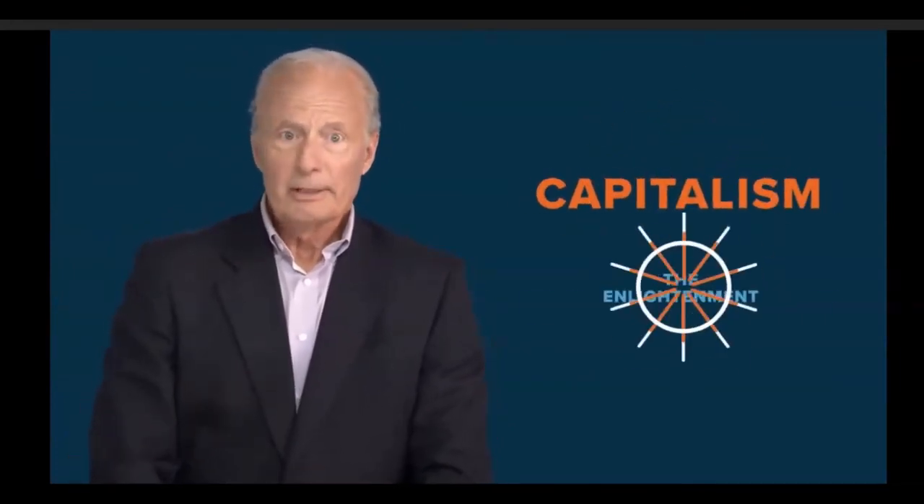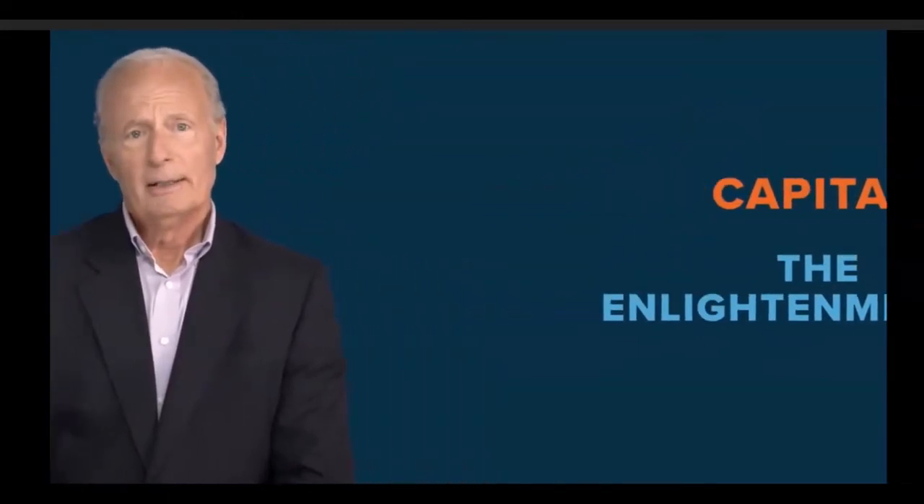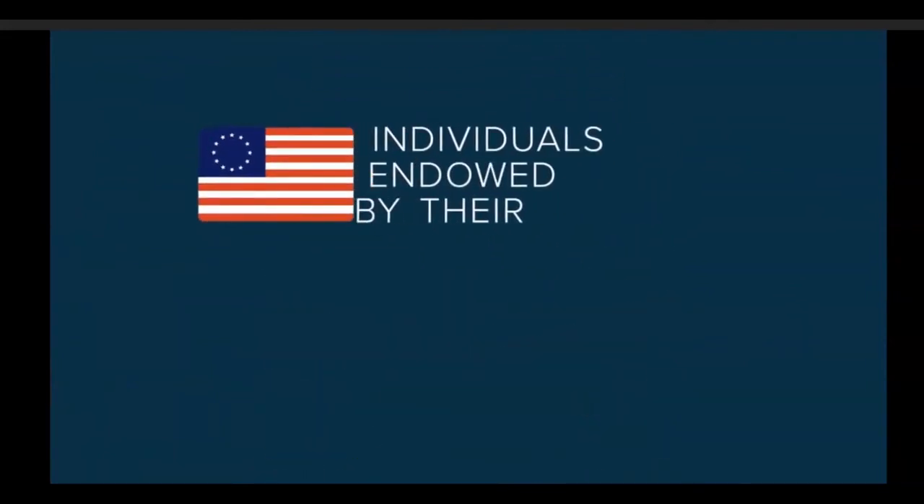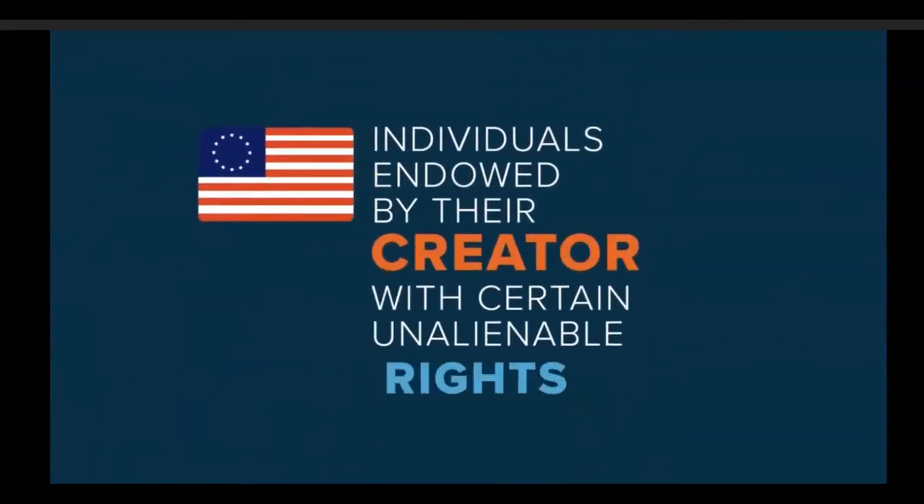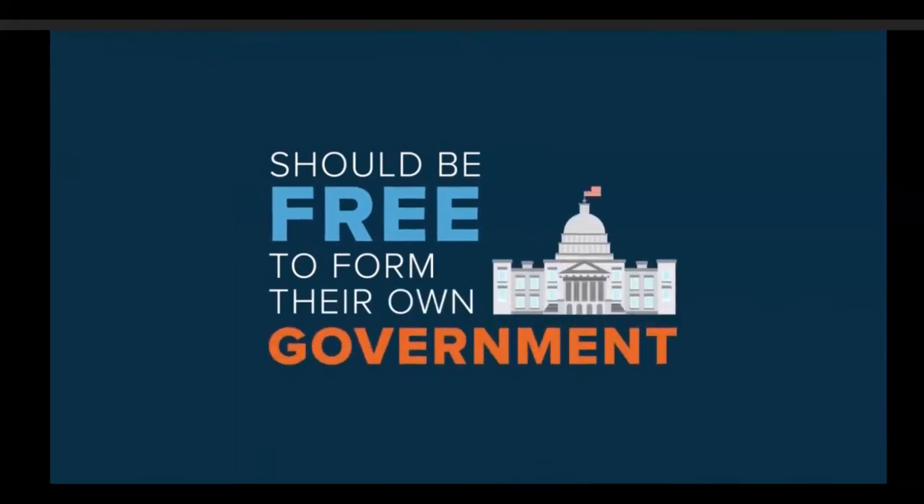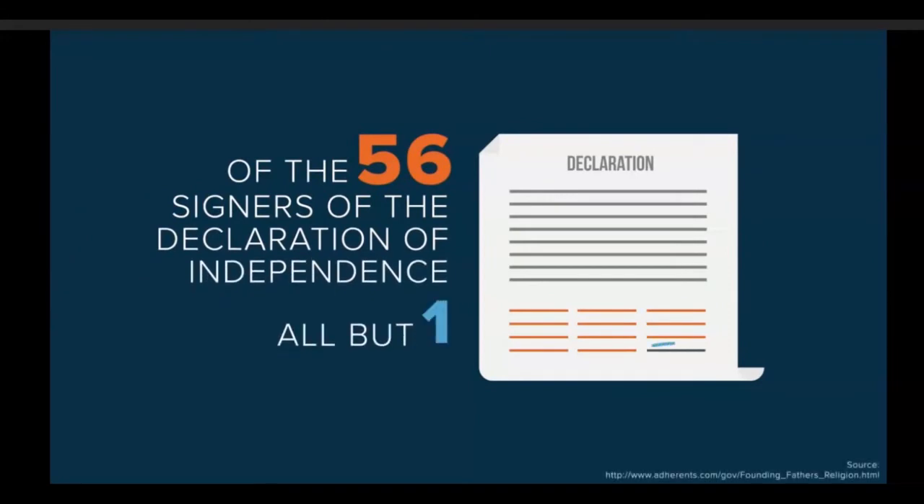But out of all this carnage, many positive changes came too. The Protestant empowerment of the individual led to capitalism and the Enlightenment, just to name two byproducts of Luther's protest. The American Revolution, with its idea that individuals endowed by their Creator with certain unalienable rights should be free to form their own government, was another. Of the 56 signers of the Declaration of Independence, all but one was a Protestant.